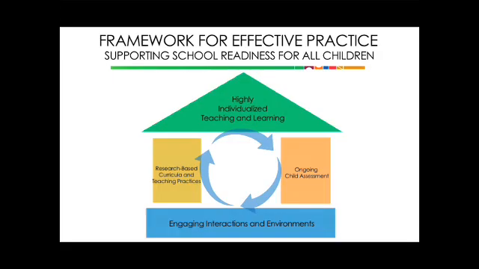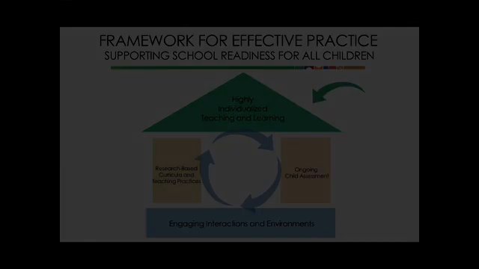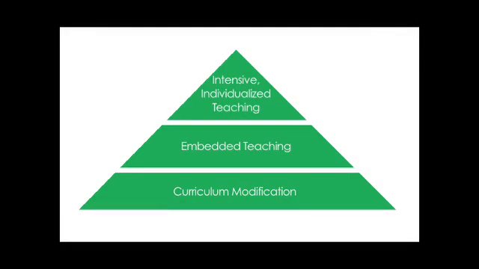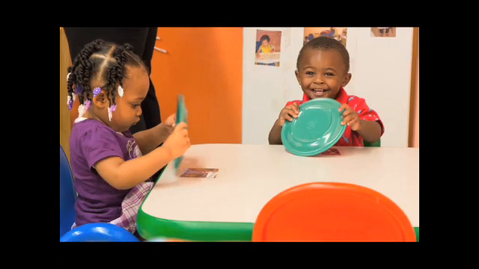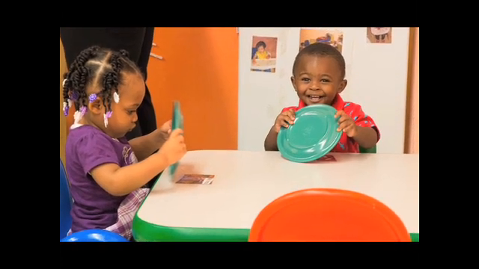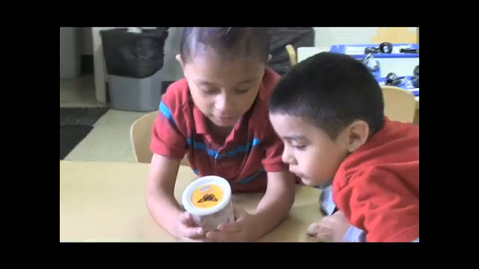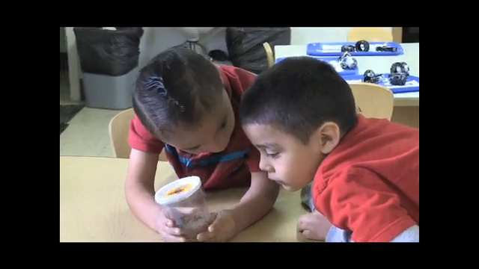Curriculum modifications fit into the roof of the house, highly individualized teaching. The roof consists of 3 tiers of support: modifications, embedded teaching, and intensive individualized teaching. In this module, we learn about curriculum modifications. A curriculum modification is a change to a classroom activity or to the classroom materials in order to maximize a child's participation. These changes aren't big, but they are intentional.